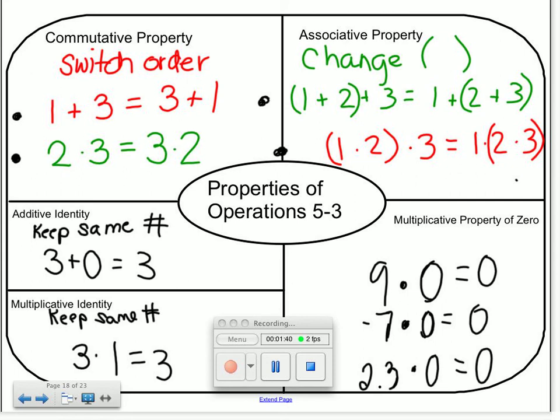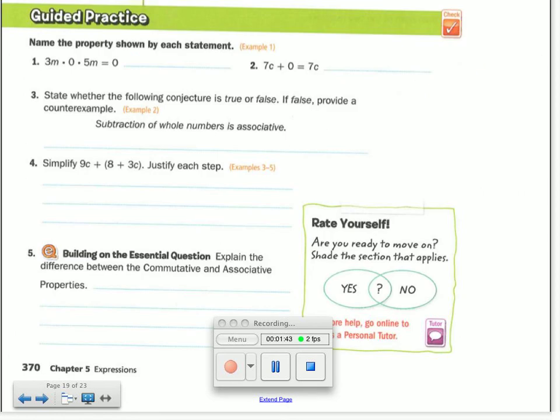So the 3 practice problems that we did. For number 1, it says 3m times 0 times 5m equals 0. What property is that, whatever you multiply by 0, you'll get 0 as your answer? What do you have? Yep, the multiplicative property of 0.